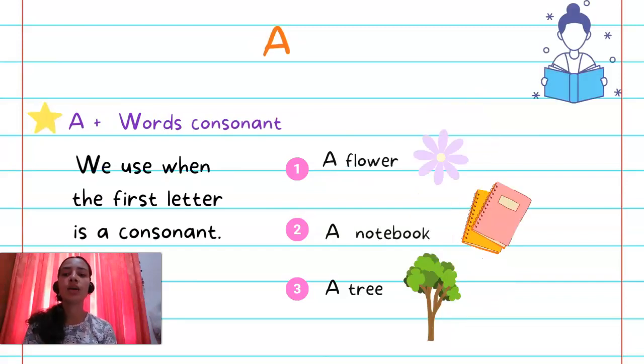"A" we use when the first letter is a consonant. For example, a flower, a notebook, a tree.